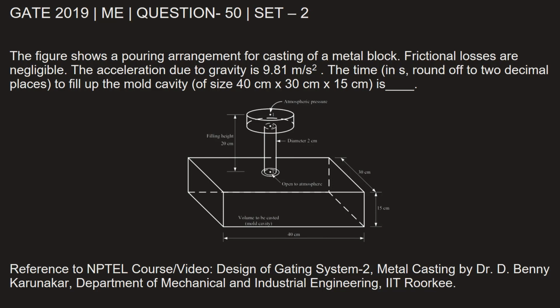This question is from GATE 2019 Mechanical Engineering paper set 2, question number 50. The figure shows the pouring arrangement for casting of a metal block. Frictional losses are negligible. The acceleration due to gravity is 9.81 meter per second square. The time in seconds, rounded off to 2 decimal places, to fill up the mold cavity of size 40 centimeter by 30 centimeter by 15 centimeter is dash.